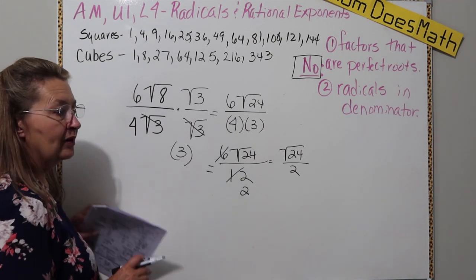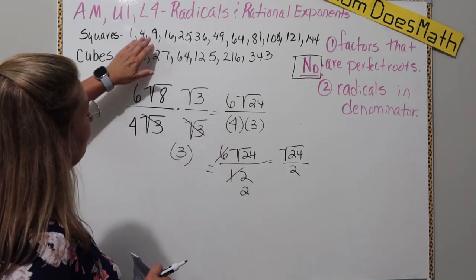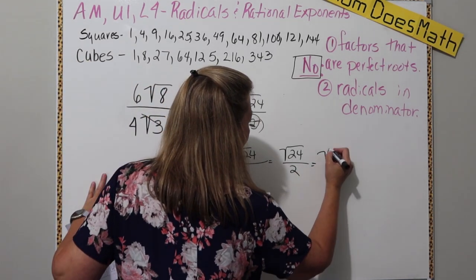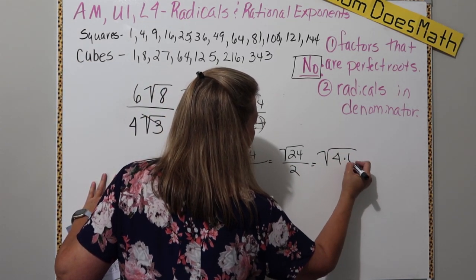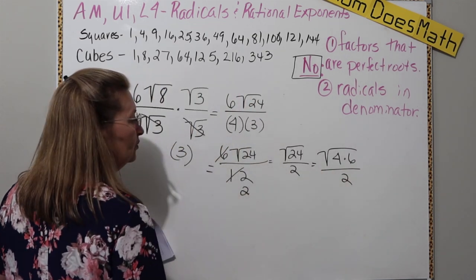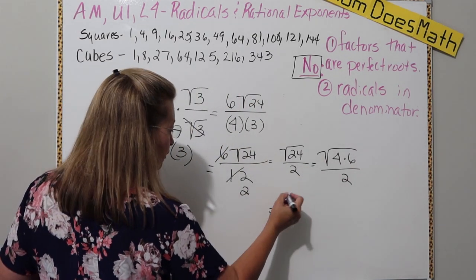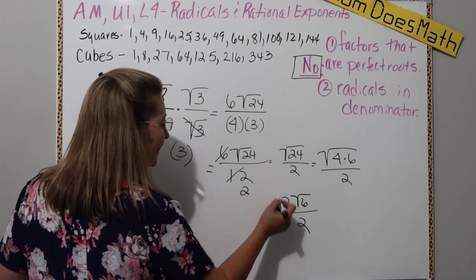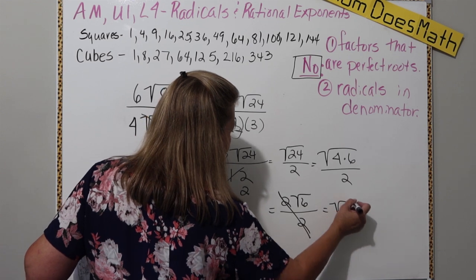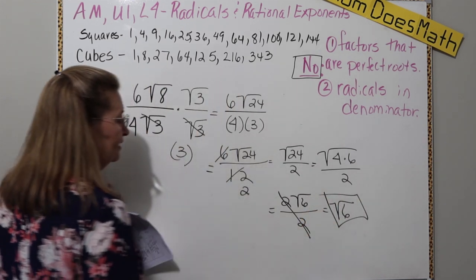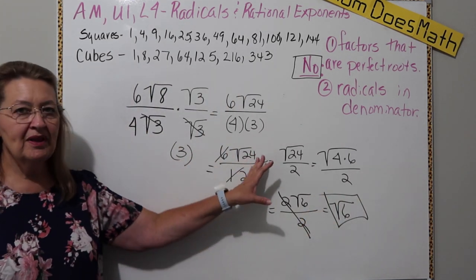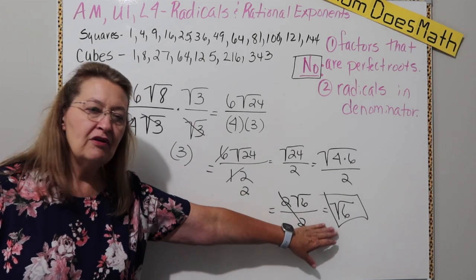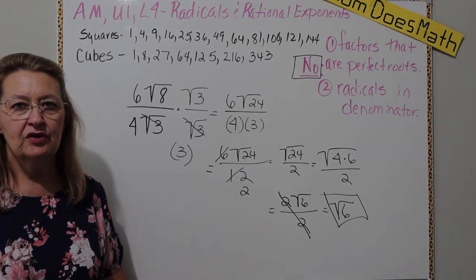Now let's look at 24. Is there a perfect square that will go into 24? How about 4? So we're going to pull that out. We're going to rewrite this as square root of 4 times 6 over 2. What's the square root of 4? 2. So I pull that out. I've got 2 square root of 6 over 2. And yes, the 2's cancel. So your simplified form is square root of 6. All right. And you could have done some of those steps in a different combination. You could have done them in a different order. As long as you're coming out with that square root of 6, you're good.